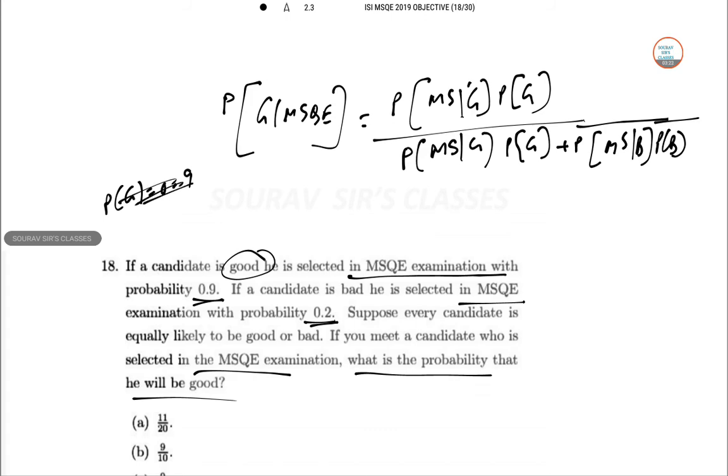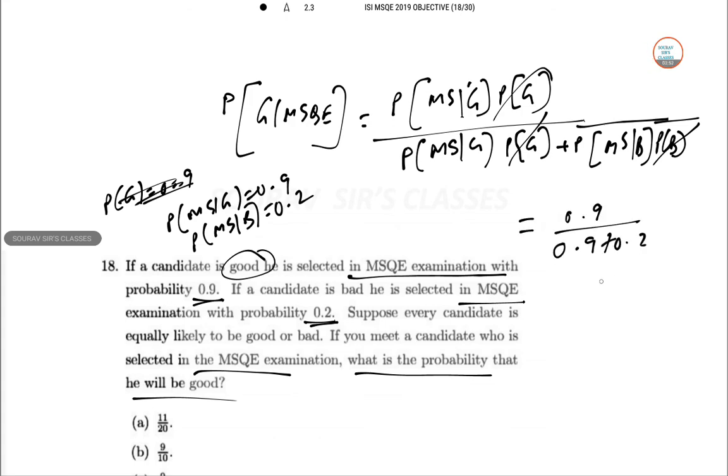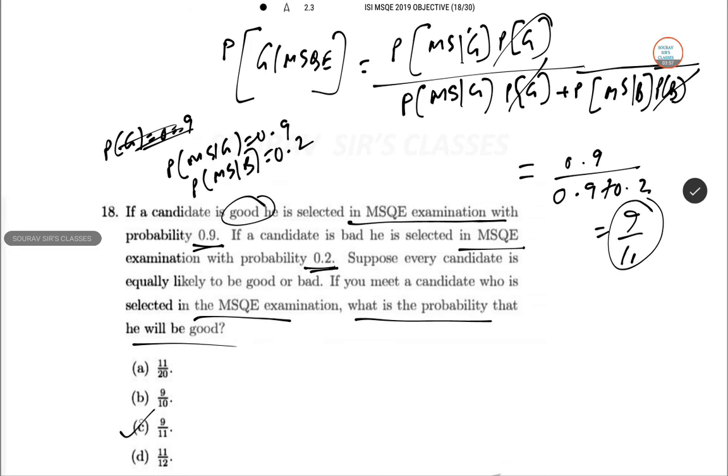Sorry, P of MSQE given G is 0.9. And for a bad candidate, P of MSQE given B is 0.2. Since a candidate is equally likely to be good or bad, both priors are half, so they cancel, and we are left with 0.9 divided by 0.9 plus 0.2, which is 9 by 11. So option number C is correct.